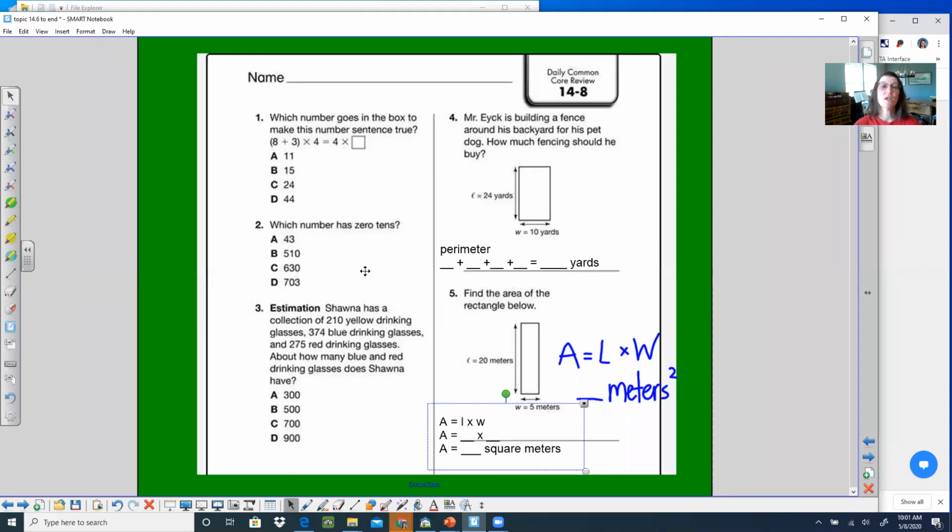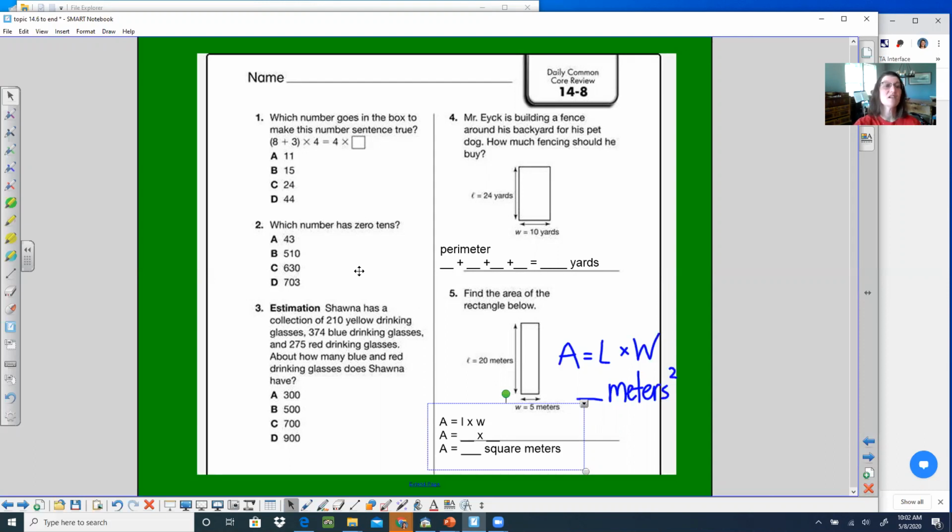Number 2, which number has 0 tens? You are looking place value wise. You are looking for a 0 in the tens place. So remember, if we start all the way over on the right, it's ones, tens, hundreds. So make sure that you start on the right and look ones, tens, hundreds. Okay.